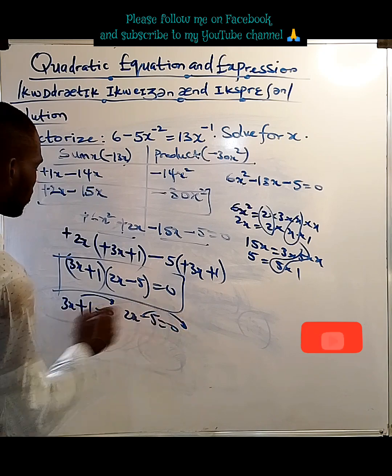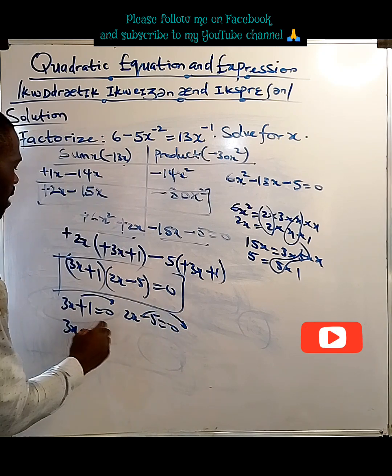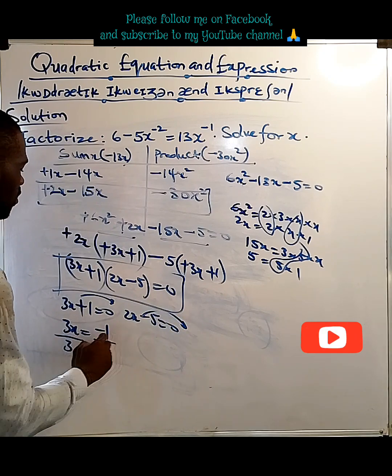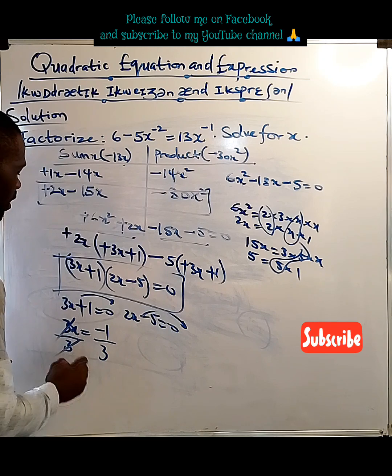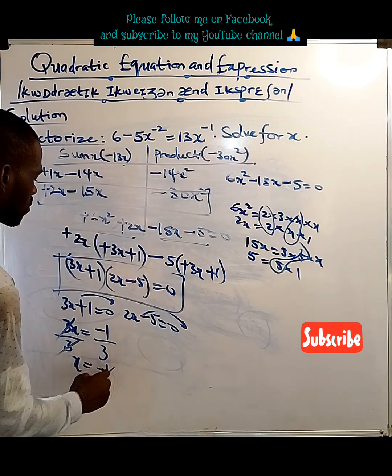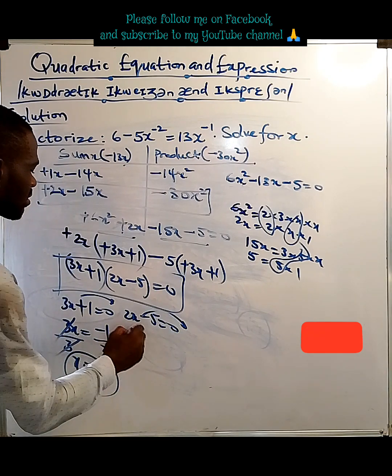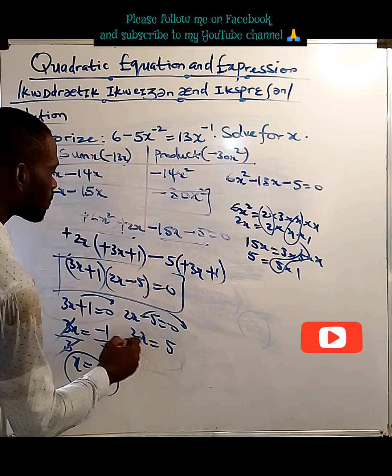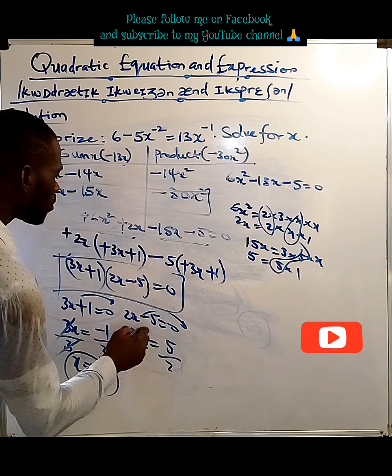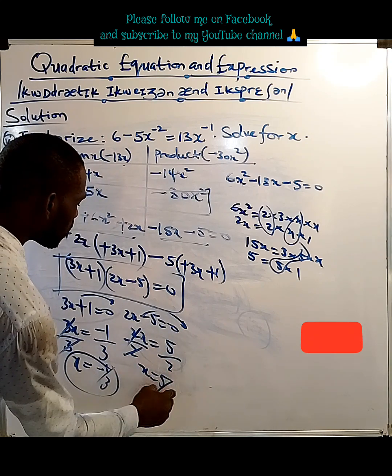We send this also to the other side. This 3x equals minus 1. Divide both sides by 3. This x equals minus 1 over 3. We haven't sorted the other one already. This 2x equals plus 5 right here. Divide both sides by 2. The x is 5 over 2.